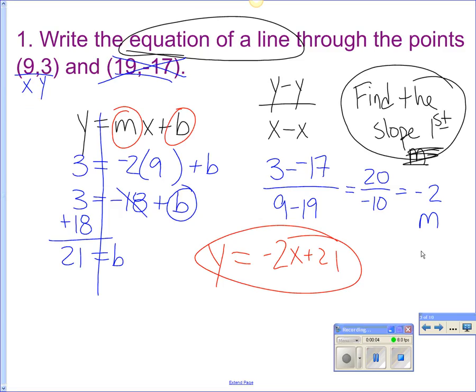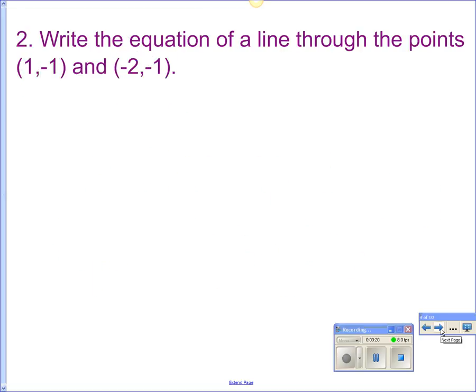Okay, for this lesson, we're writing the equation of a line and we're given 2 points. Already did number 1 up here, so feel free to pause this video and copy it down, but we're going to move on to number 2. All right, number 2, write the equation of a line through the points (1, -1) and (-2, -1). So everybody take a minute and write down your 2 points.